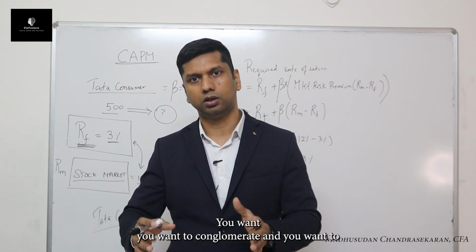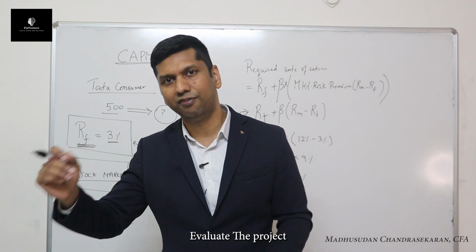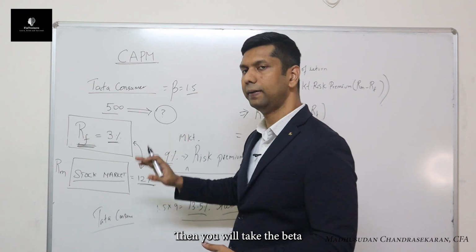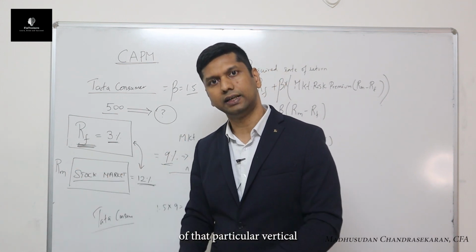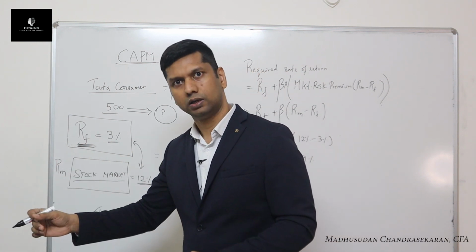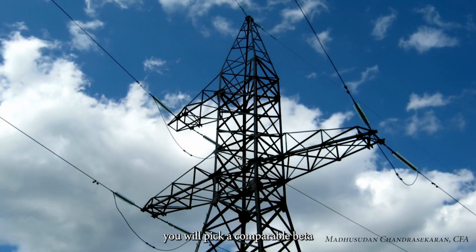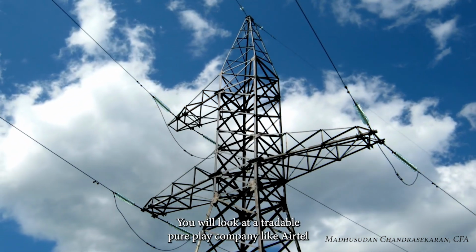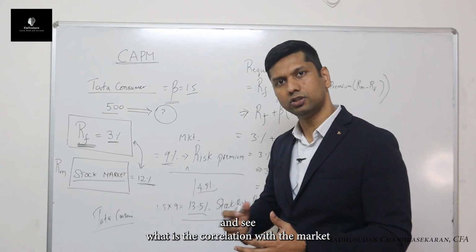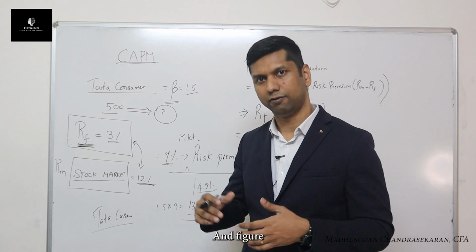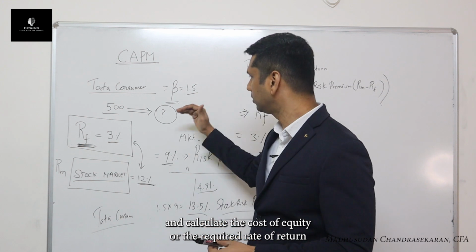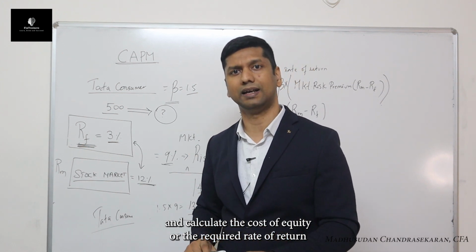Let's assume you are a conglomerate and you want to evaluate a project. Then you will take the data of that particular vertical. Let's say you are Reliance and you want to invest in telecom. You will pick a comparable beta. You will look at a tradable pure play company like Airtel and see what the correlation with the market is, and maybe make some adjustments for the risk of the project and calculate the cost of equity or the required rate of return.